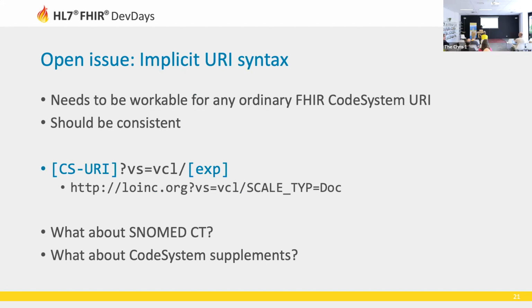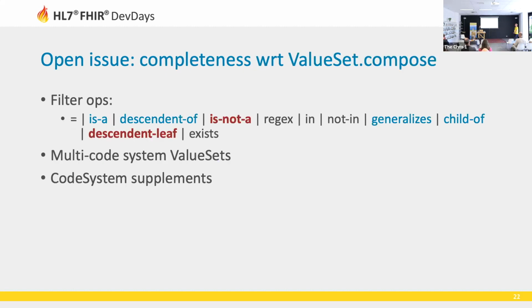This is what I've proposed as the implicit URI syntax. So it's just the code system URI, this little bit of separator stuff, and then the expression. Should this work for SNOMED as well? And what about code system supplements? So can you use the code system supplement URI here and implicitly use the supplement as well?